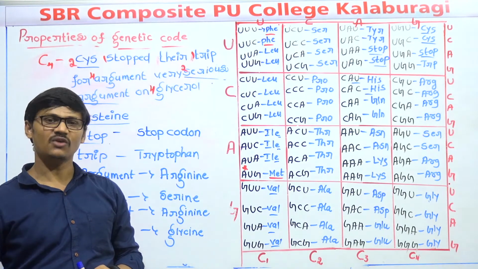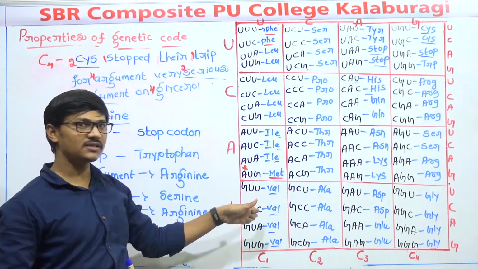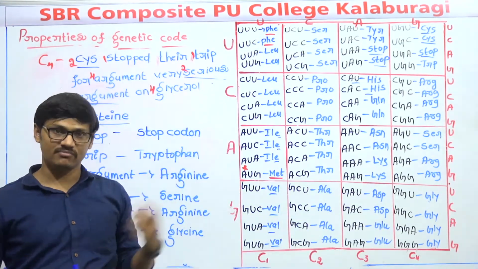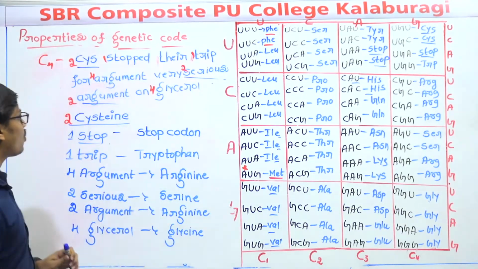Okay. And once they asked a matching type of question. On one side they had given the codons, on the other side they had given the names of the amino acids, and they asked for matching these. So that is all about the genetic code table.